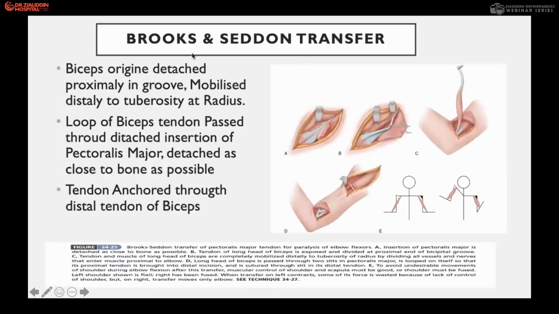Then the Brooks and Ziauddin transfer, which is a very common procedure. Here we detach the biceps tendon from the superior attachment and also detach the pectoralis major from the sulcus, then pass this tendon looped through the pectoralis major and reinsert it with the distal part of the biceps tendon. So the pectoralis major then acts as the flexor of the elbow joint. A very common procedure we used to do in the 90s when we had significant cases of poliomyelitis residual paralysis.